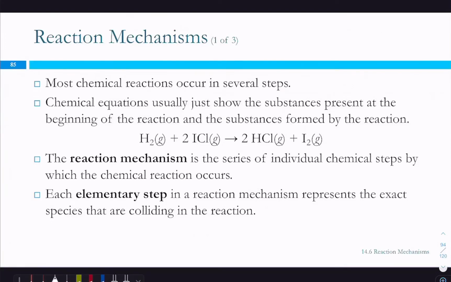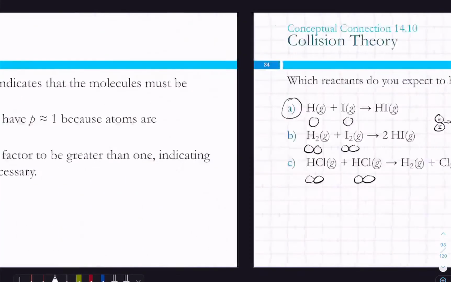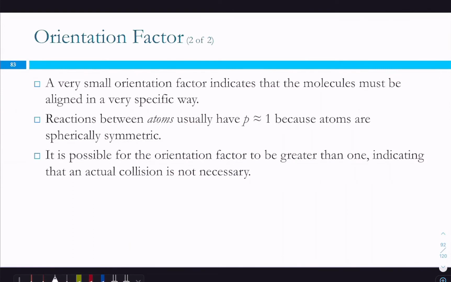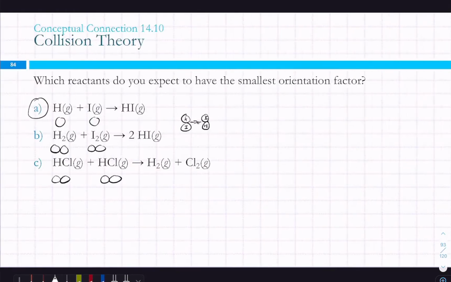Last time we left off, we finished talking about collision theory and how it relates to the orientation factor, right? That's the pre-exponential part of the Arrhenius equation. Some things need to collide in a particular orientation.